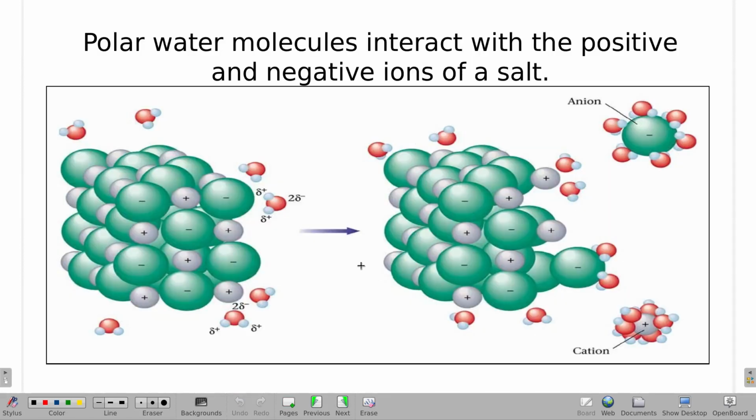All right, and we've got a picture representing what we're talking about at the microscopic scale. So you have your ionic compound, and as it separates out, the positives get surrounded by water and the negatives get surrounded by water. It's just that the orientation of the water varies. Around the positives, the oxygen on the water molecule gets closer. Around the negatives, the hydrogens get closer.